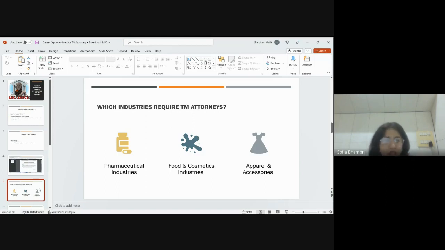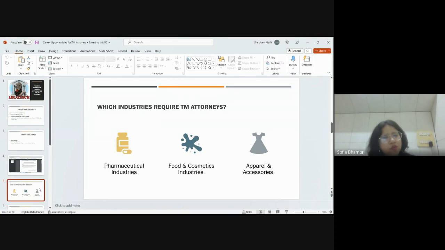So one of the major industries is the pharmaceutical industry, right? I hope everyone understands what a pharma industry is. They make drugs, they make medicines, they make medical equipment also sometimes. So pharma industries would hire TM attorneys. They have their own in-house team of TM attorneys to work for them, because they are the ones who are getting their formulas patented.